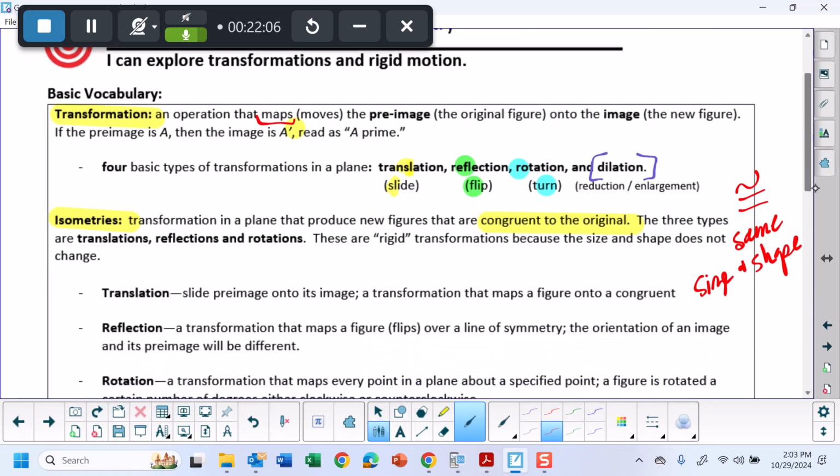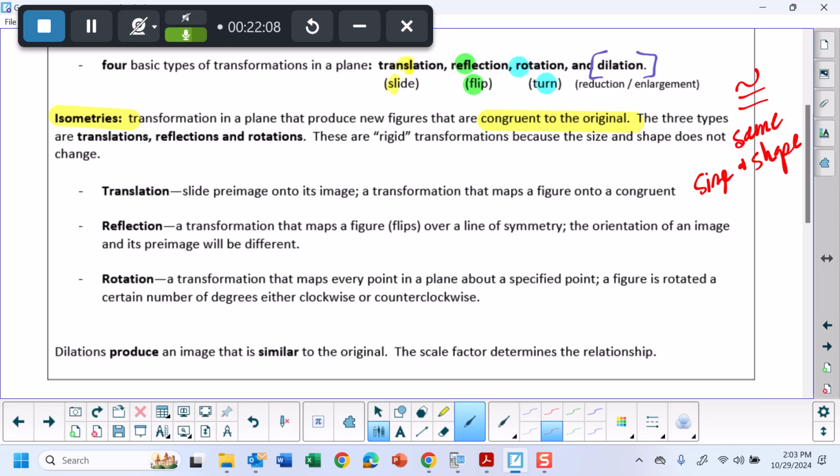That congruent symbol is going to mean that it's the same size and the same shape. The three types of transformations that are isometric are translations, rotations, and reflections. We like to call them rigid transformations because the size and shape do not change. Obviously, with our dilations, we get bigger or smaller.